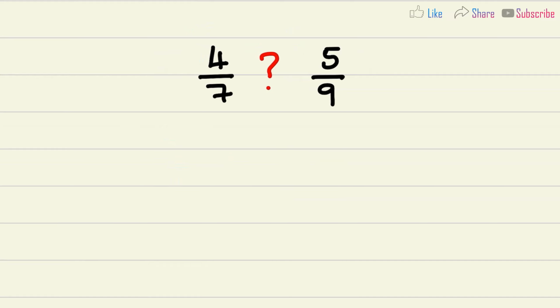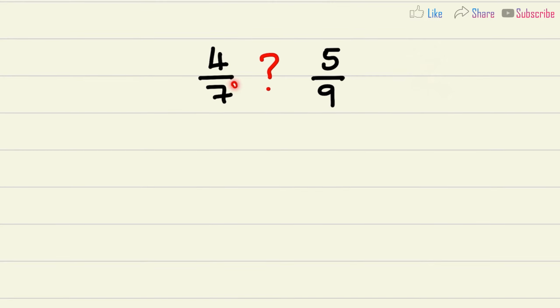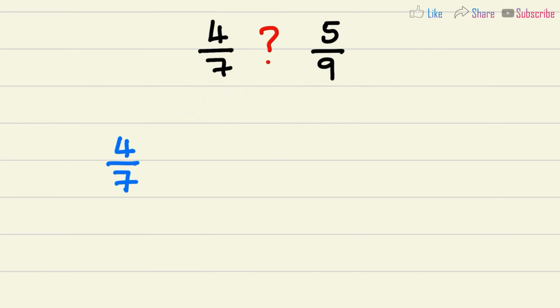Now, let's compare 4/7 to 5/9. Are they equal? Or is 4/7 bigger than 5/9? Or is it smaller than 5/9? Now in this example, we need to rewrite both of the denominators. So let's start with 4/7.